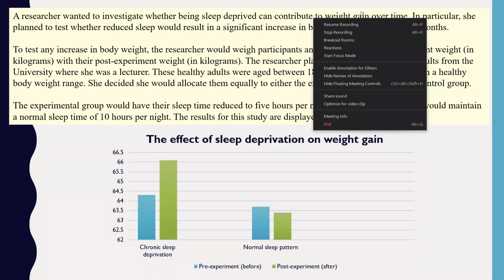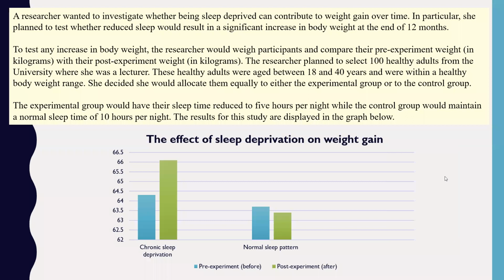So when we're looking at this research scenario, we just have to basically annotate as we're reading through it. It says a researcher wanted to investigate whether being sleep deprived could contribute to weight gain over time. So that's kind of like the aim of the study. It's showing us what the objective or purpose of the study was. Okay. And then in particular, she planned to test whether reduced sleep would result in a significant increase in body weight at the end of 12 months.